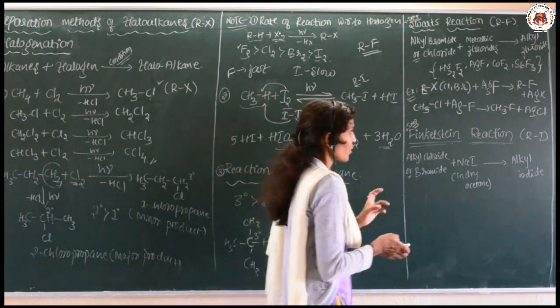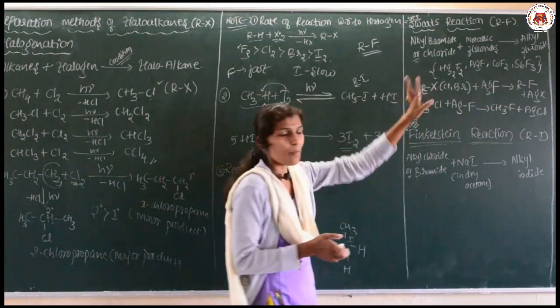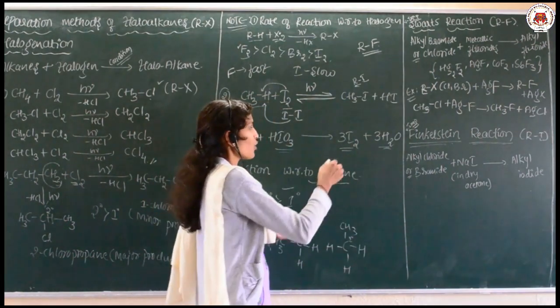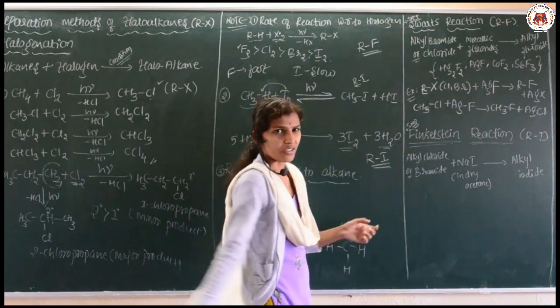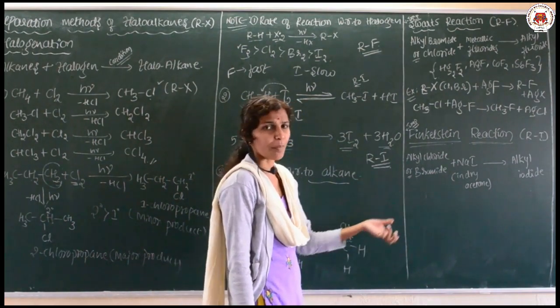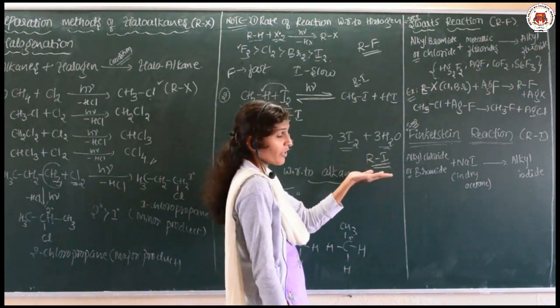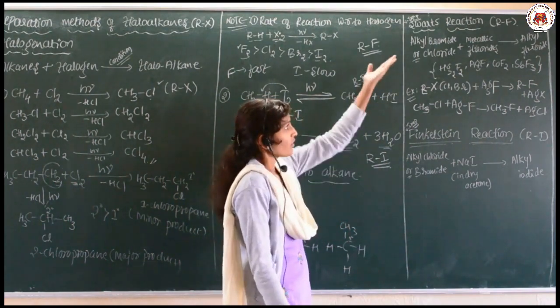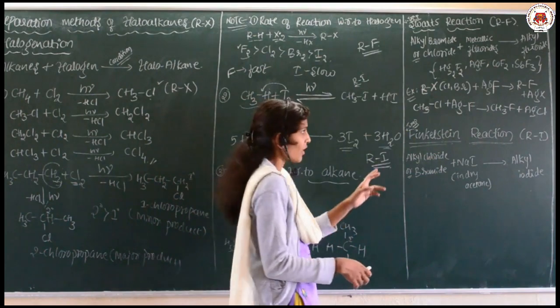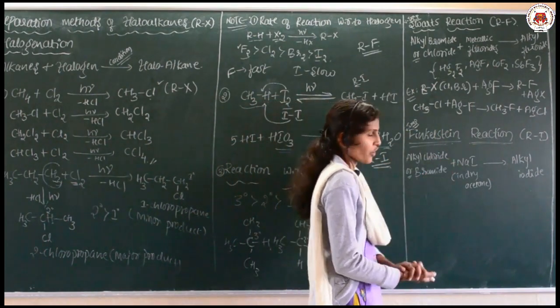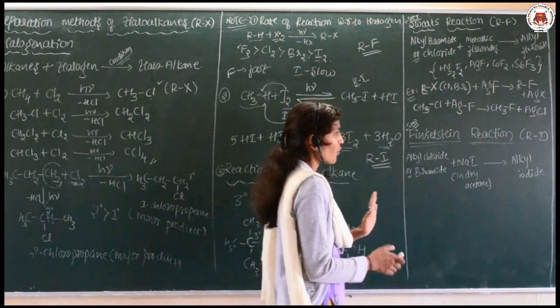One more reaction is there. How are we preparing RI type of compound? If I want to prepare alkyl iodide, as you know, iodine is very slow. Fluorine is very fast for the Swarts reaction, iodine is very slow for the Finkelstein reaction. This reaction is also very important.